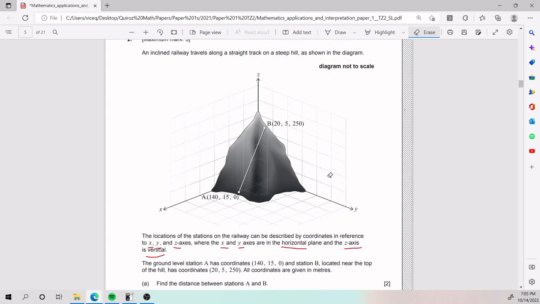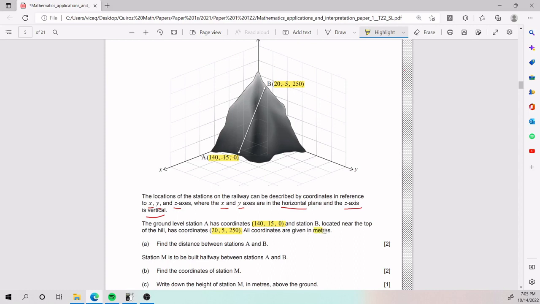They also tell us that the ground level station A has coordinates, which is right here, and the coordinates of B are the same up here, ¿cierto? It's always worth checking that, making sure a diagram has all the information that we need. All coordinates are given in meters. Those are units. Let's include it in our answer.